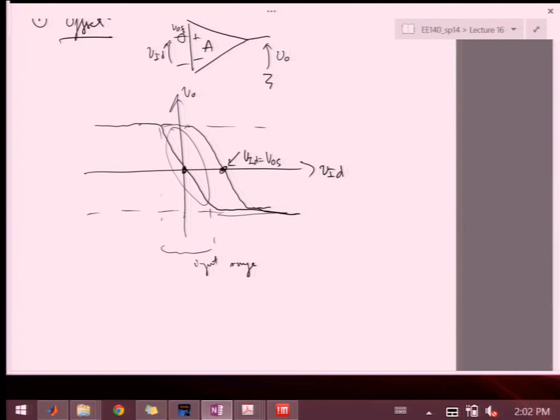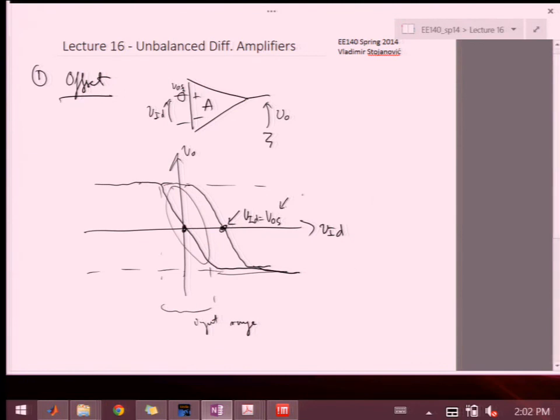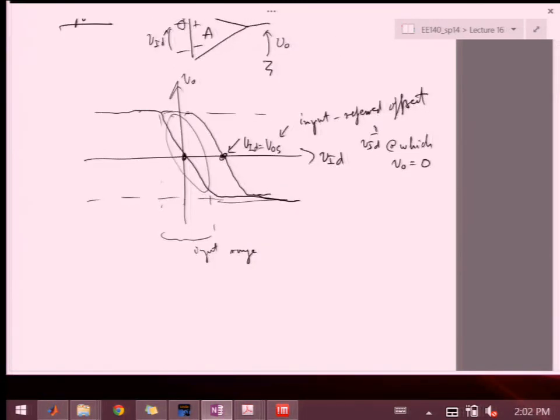And this is called input referred offset. This is the VID at which VO equals 0. Okay, so by definition, input referred offset is the input voltage at which the output equals 0. Then we're going to derive what that means in the context of the differential pair and how that imbalances everything that you do and calculate about it.